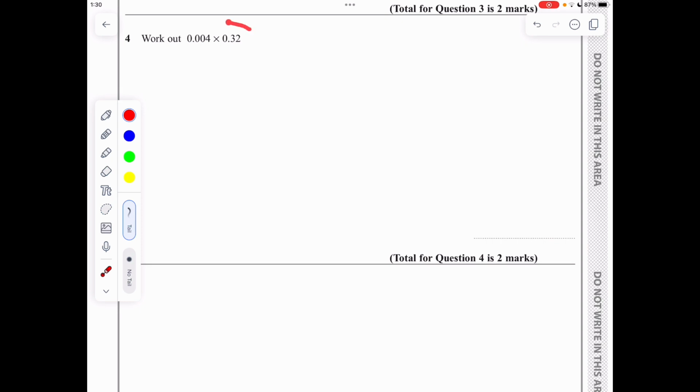In 4, we need to work out 0.004 times 0.32. What I could do is first focus on the actual numbers, the 4 and the 32. So 4 times 32 is 128. And we've got a total of 1, 2, 3, 4, 5 decimal places. So 3 of them will be consumed to get the decimal point here, and another 2 to get zeros there. So the answer should be 0.00128.